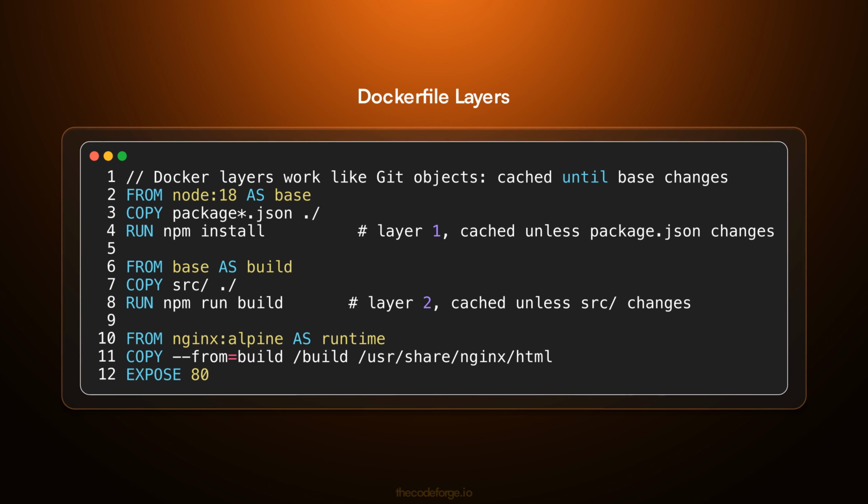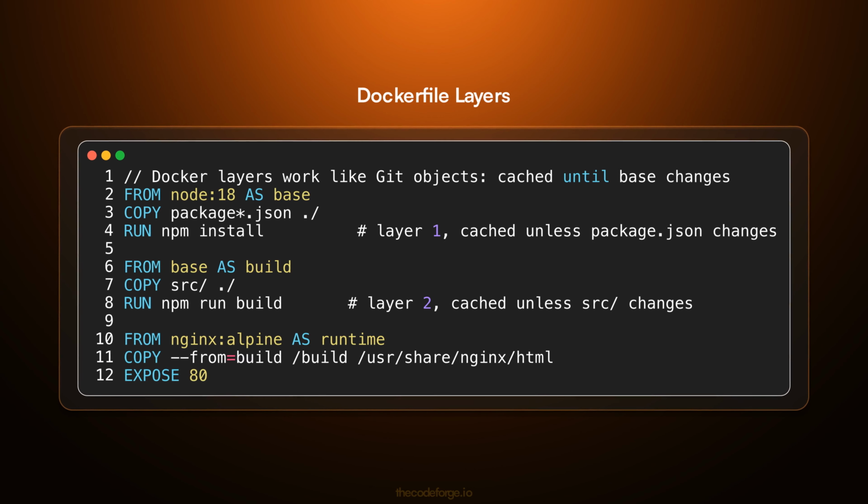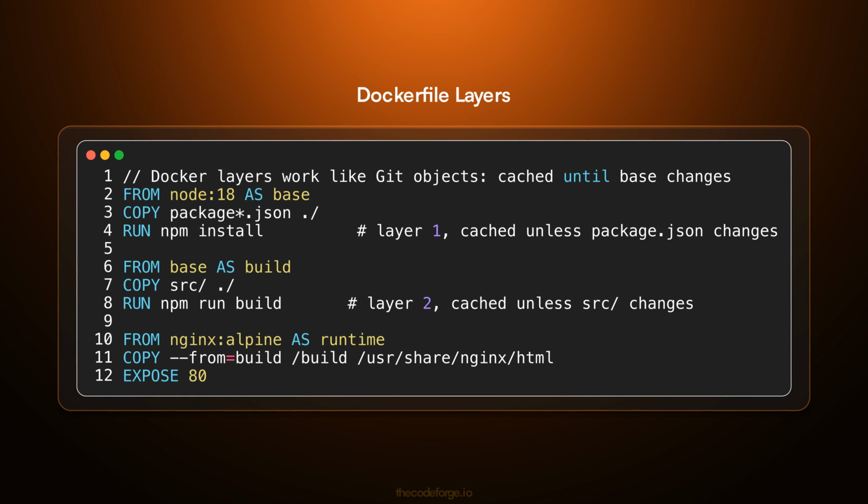This Dockerfile uses multi-stage builds. Layers are cached. If package.json doesn't change, npm install is reused. Only changed layers rebuild, similar to Git's SHA-1 tree hashing.